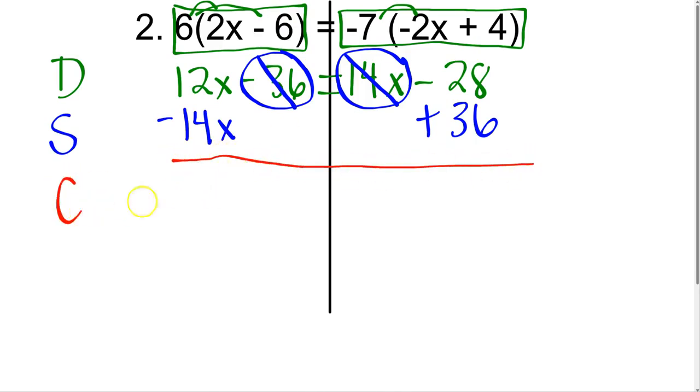Next step is C for combine. 12x minus 14x is negative 2x. So 12 minus 14 is negative 2. And then on the other side, I have negative 28 plus 36, which gives me 8.